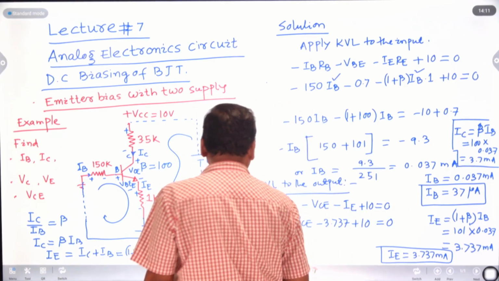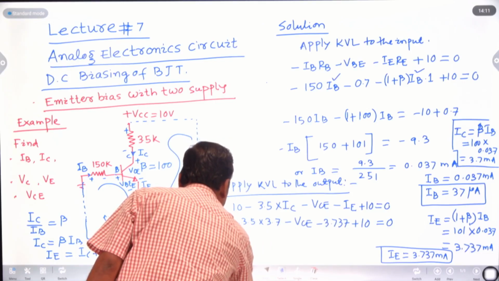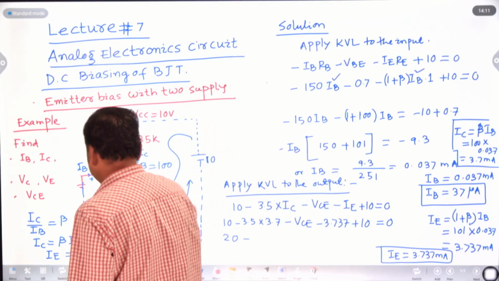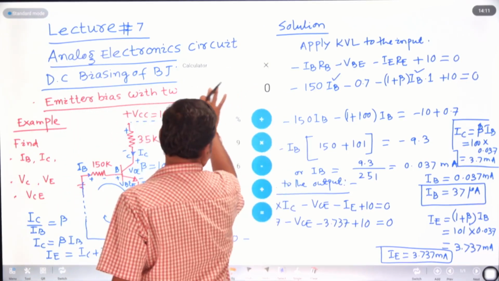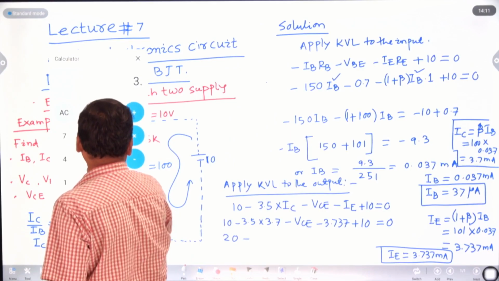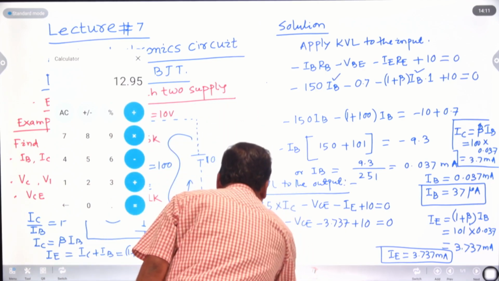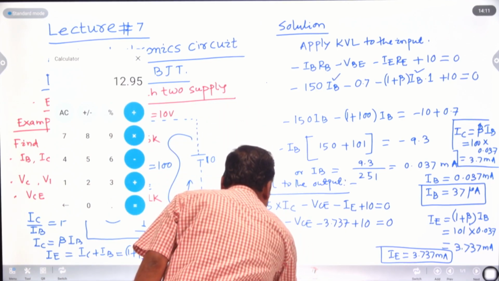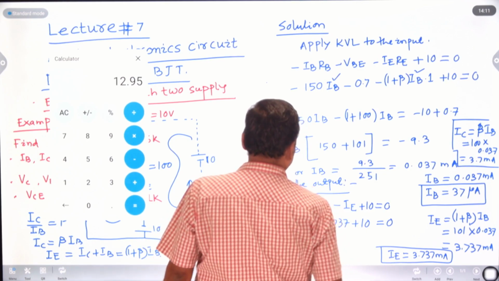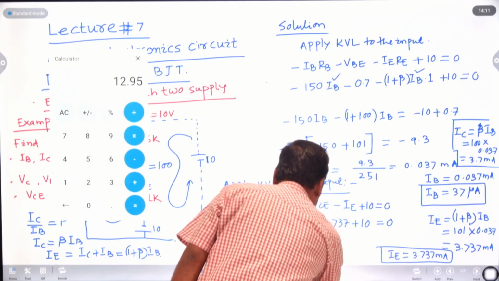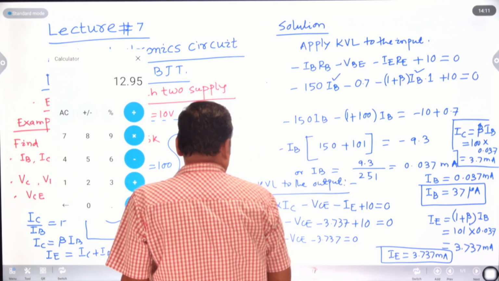What is my value here? 10 plus 10, that is your 20 minus 3.5 into 3.7. The value of 3.5 into 3.7 will be how much? 12.95. So minus 12.95, minus VCE which is unknown, minus 3.737 equal to 0.